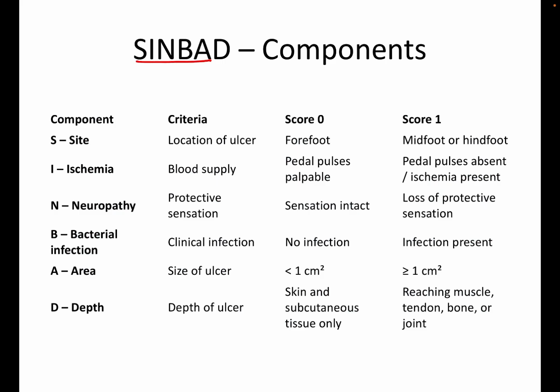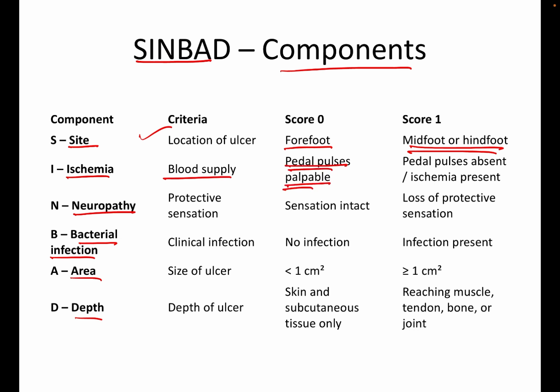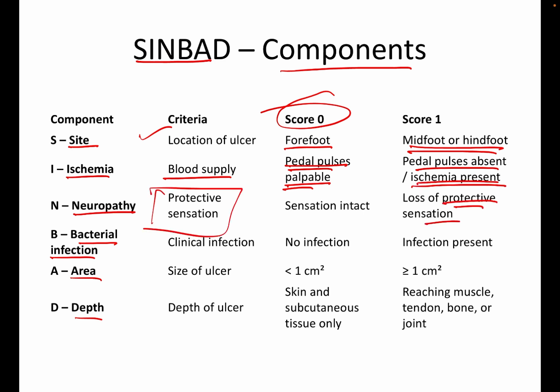So coming to SINBAD components, SINBAD stands for site, ischemia, neuropathy, bacterial infection, area, and depth. For the location of the ulcer, if it is in the forefoot, score is 0, and midfoot or hindfoot, it is 1. Based on blood supply, if pedal pulses are palpable, it is score 0, and score 1 will be given if pedal pulses are absent or ischemia is present. In case of neuropathy, if there is loss of protective sensation, a score will be given. For clinical infection, if it is present, a score will be given. And if the area is greater than 1 centimeter square, a score will be given. For depth of ulcer, if it reaches beyond the skin and subcutaneous tissue, reaching muscle, tendon, or bone, it will be score 1.